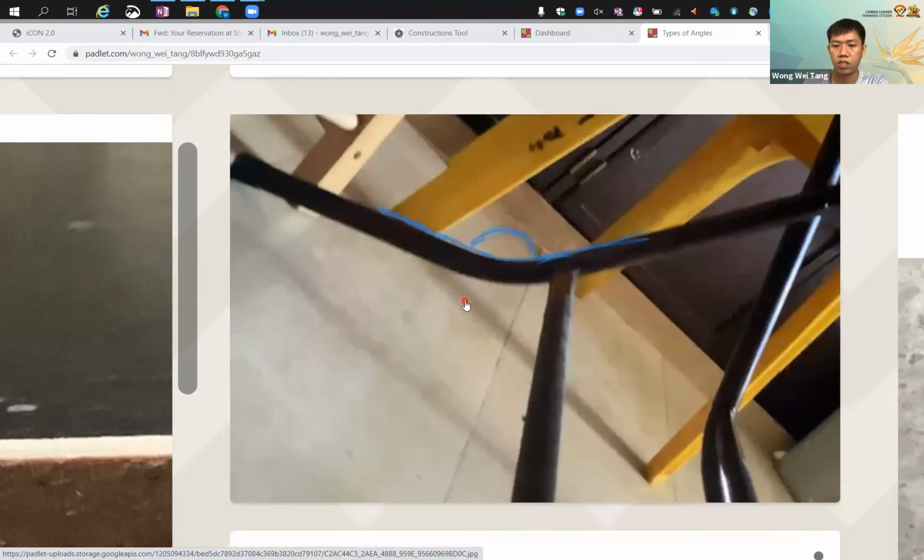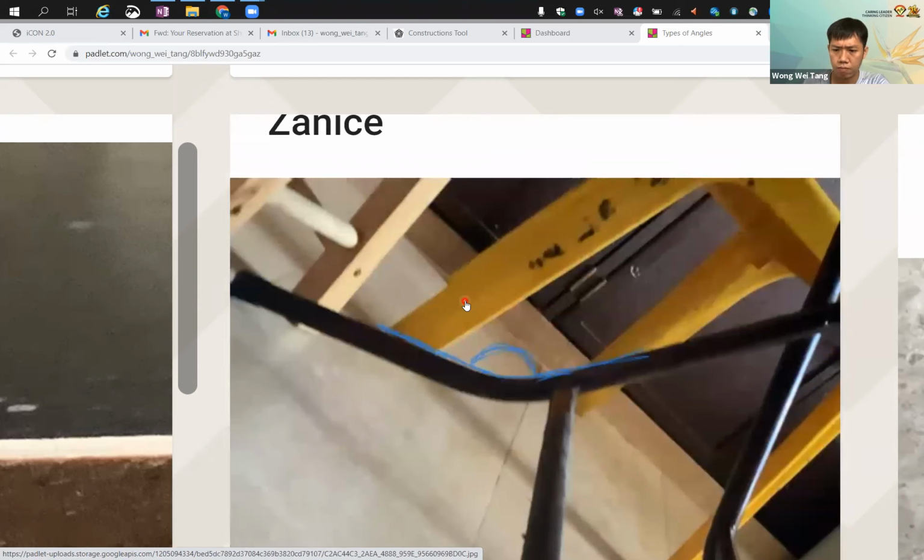Now, Zenith's example. Okay, I want to comment for this. So, Danish, you start first. What is your comment? There's no sharp corners. There's no corners. Okay, so our angles, right, they are made up of two straight lines that meet. So what Zenith chose over here was actually a curve. So this curve wouldn't have any angles, but she kind of has the correct idea.